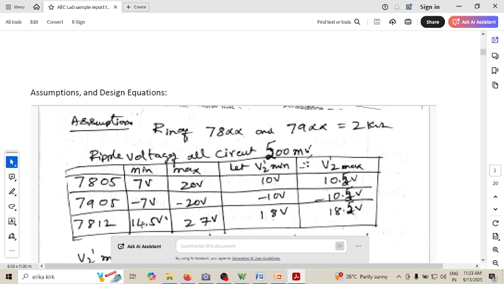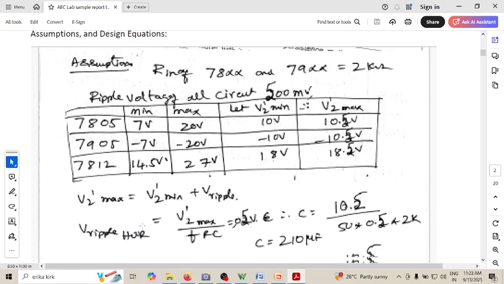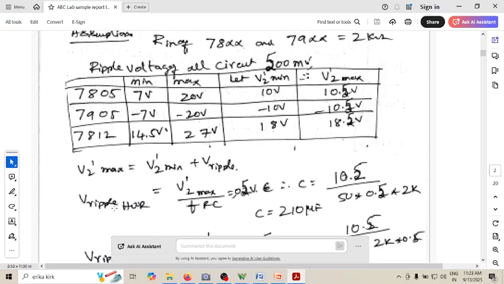So this data is coming from the data sheet. Fine. We know that V2 dash max. Now it comes to the design part.